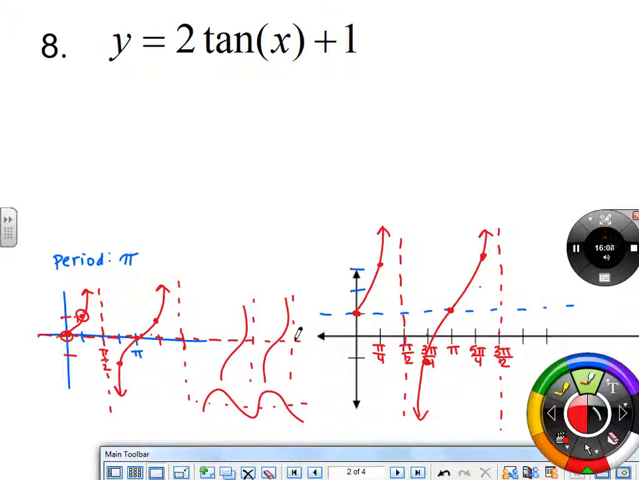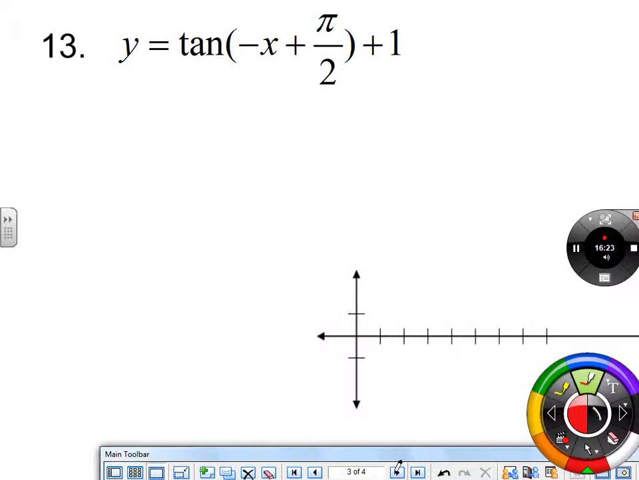Okay, so let's try another one. Oh, so the period of the function would be pi. We mentioned that, right? And then they're going to ask you, like, what's the amplitude of the function? And you're always going to say none every time it's a tangent function because it continues along those asymptotes. All right, next function.